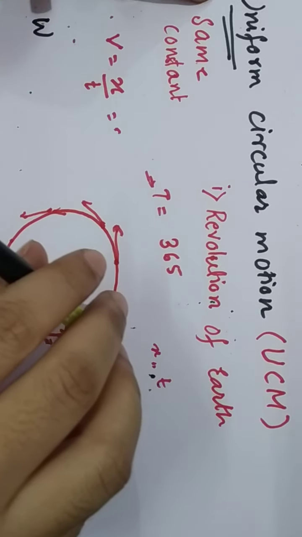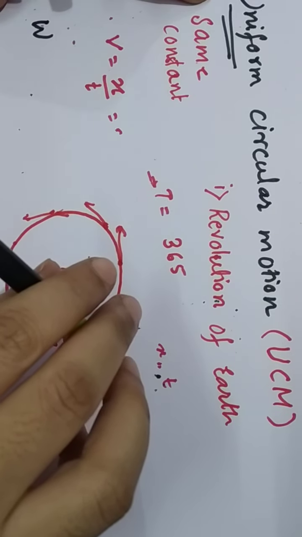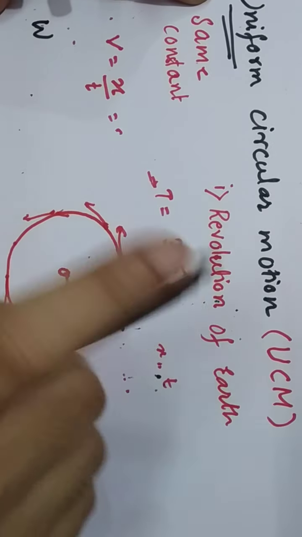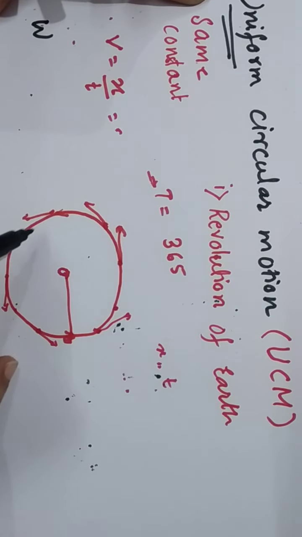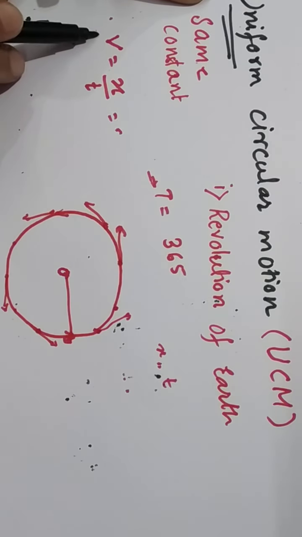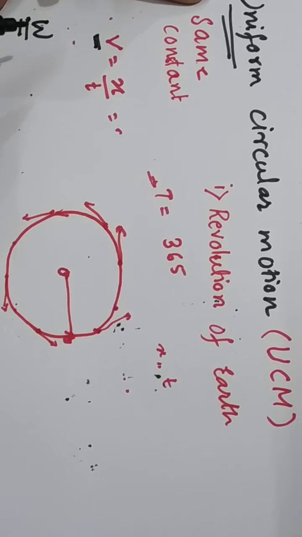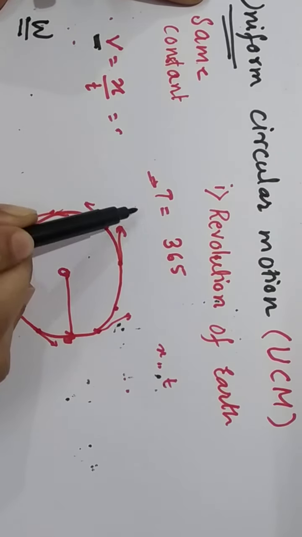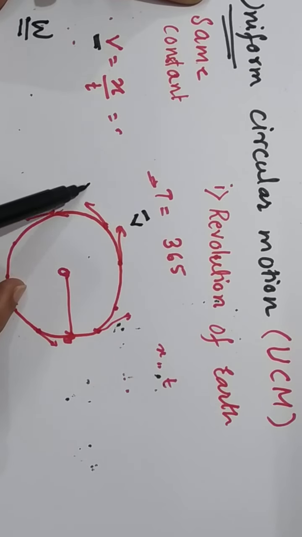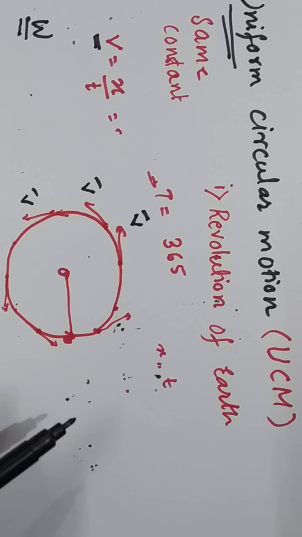So you can say that uniform circular motion has the same value of angular velocity. You can define uniform circular motion as the motion of the particle along the circumference of a circle with constant angular velocity or with constant linear speed. Remember that linear velocity is not constant. So this is all about uniform circular motion.